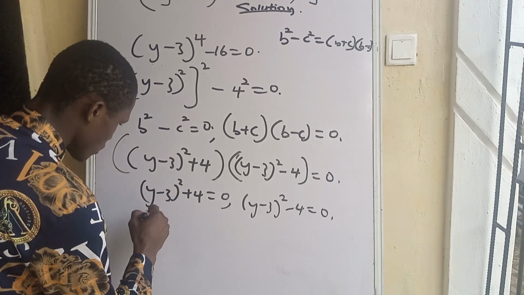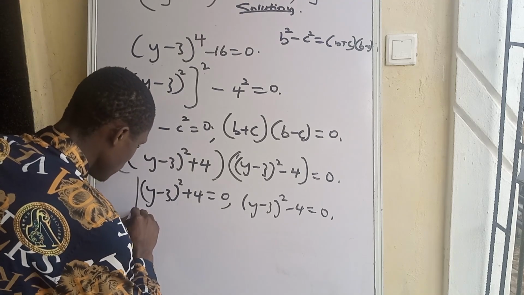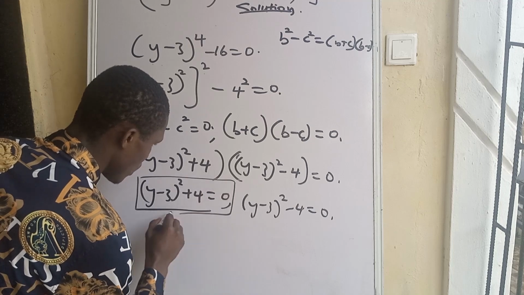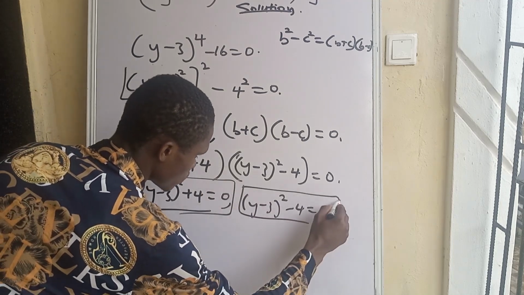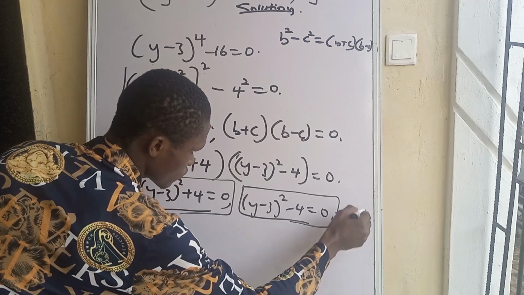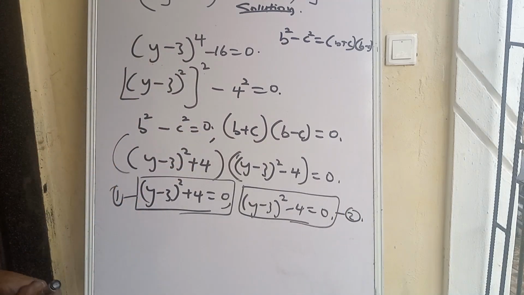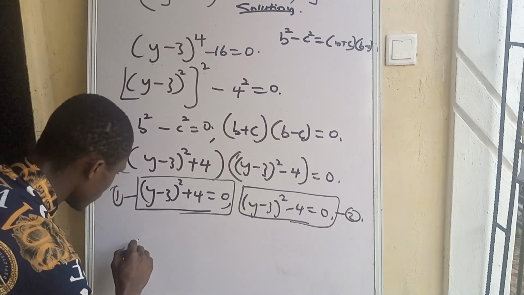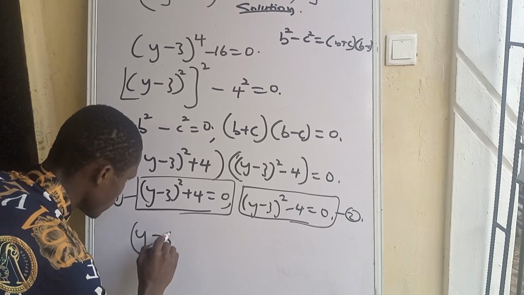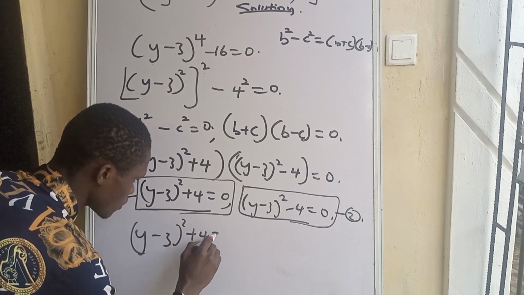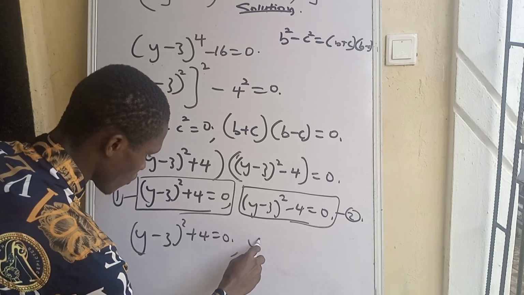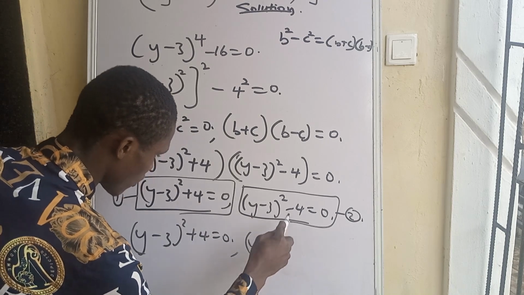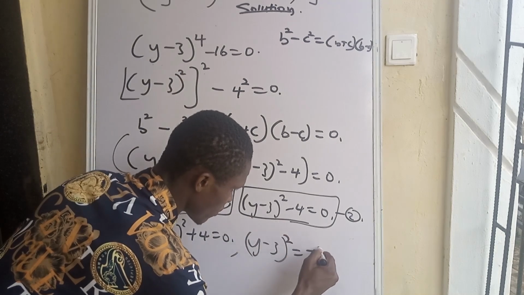Okay, let's call this one 1 and call this one 2. Let's resolve 1 first. So we can simply say (y minus 3) to the power of 2 plus 4 equals 0. Bringing this down, we are going to have (y minus 3) to the power of 2 equals minus 4.